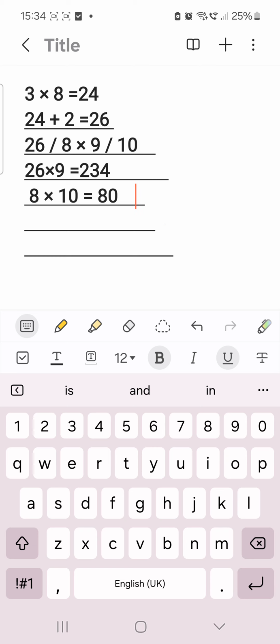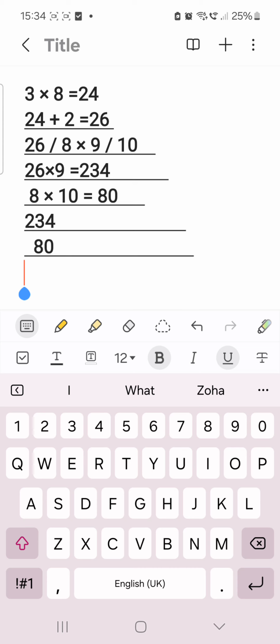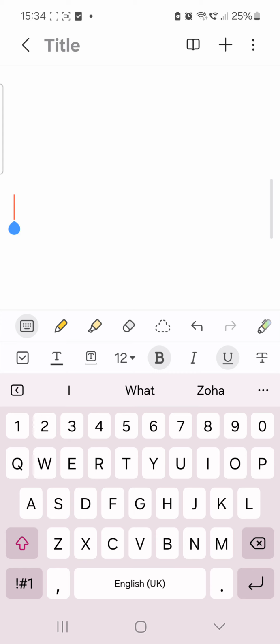So yeah, next, after that, we're gonna do 234 over 80. So that's our improper fraction. Now, we have to make this into a mixed number. So what we have to do first is to divide 234 divided by 80. So I'm gonna make this a bit on a different page.